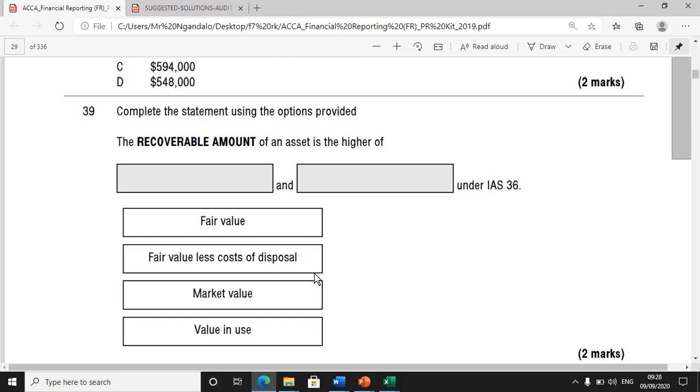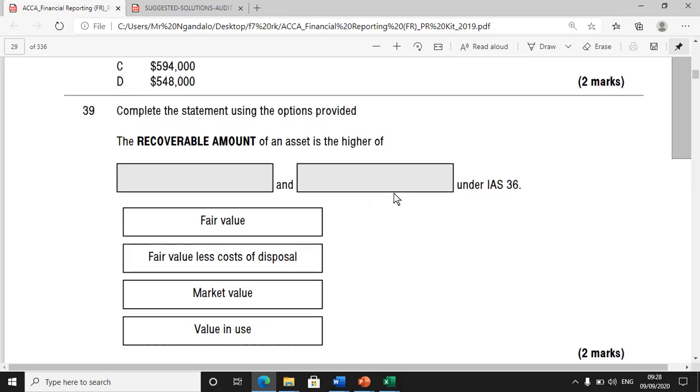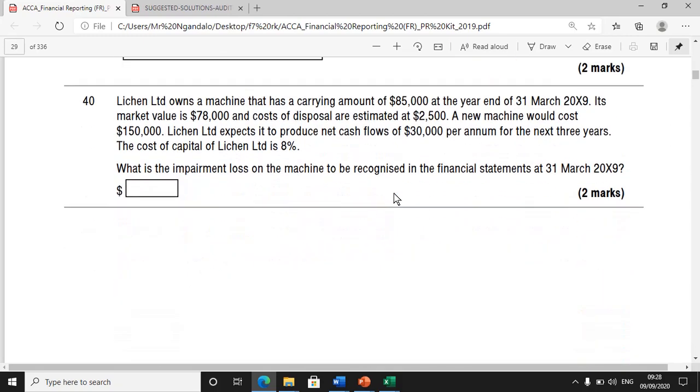39 says, complete the statement using the options provided. The recoverable amount of an asset is the higher of. So the higher of which one? The higher of, and of course this is coming from your notes. I can get this one. Fair value less cost to disposal. I put that one. So this one is not complete. And then value in use. All right. So you have to drag and drop. Please, I can't do that in PDF. We're going to drag and drop fair value less cost of disposal there, and then value in use, we drag it the other side. Okay, so let's progress to the next question.